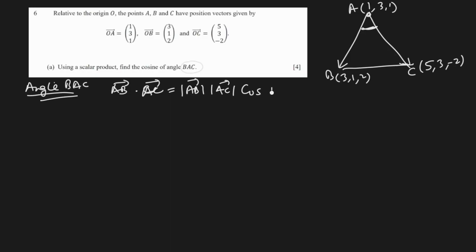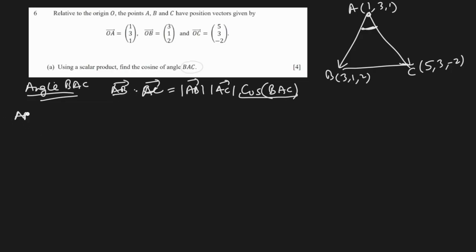So we want angle BAC, right? Cosine of angle BAC. So we have to use this vector first, AB dot AC will be modulus of AB multiplied by modulus of AC cosine of BAC angle. Yeah, this is what it will be, and this is what we have to find out. So let's find AB dot AC, that means the dot product of vector AB and AC.